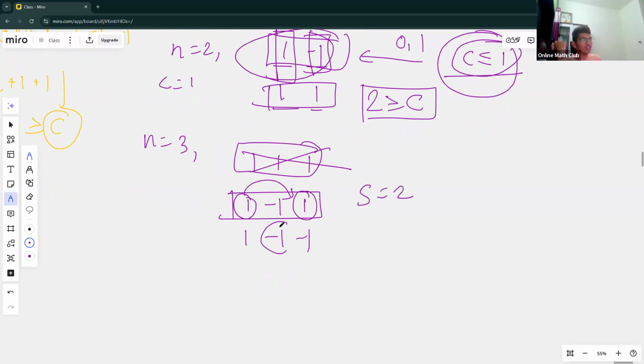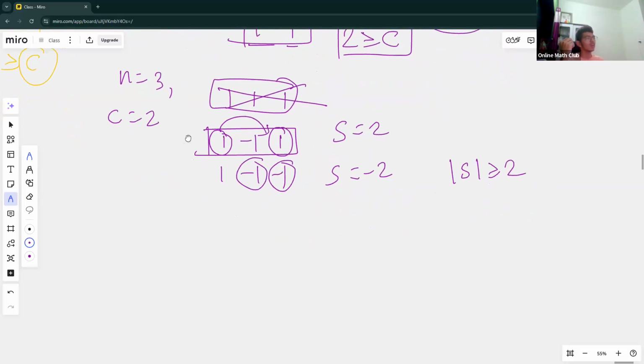Now here you can select this number and this number, so you get sum equal to minus 2. So the mod of S is greater than or equal to 2. So what do we get? C can be equal to 2, basically. For any combination of three elements of plus minus 1, you can have C equal to 2.